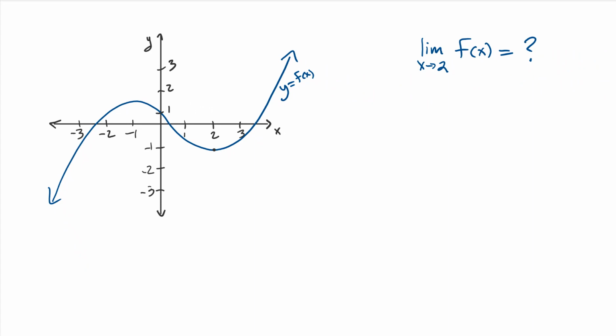Well, there's our f of x. We're like, well, what happens as our x value gets close to 2? What's the y value? That's what it's asking. What's the y value when your x values get really, really close to 2? So you're like, I don't know, like -1? Right? All right, cool. It's equal to -1. Woo!